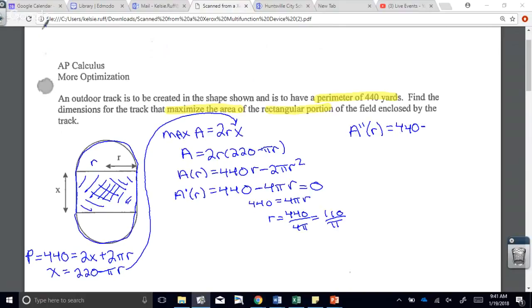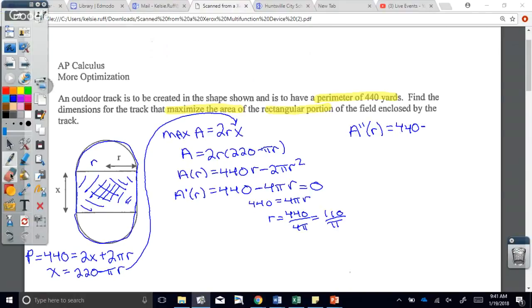Oh, excuse me, I'm looking at the wrong one. Let me rephrase. Okay, the second derivative goes away, excuse me. Okay, sorry, I'm looking here.